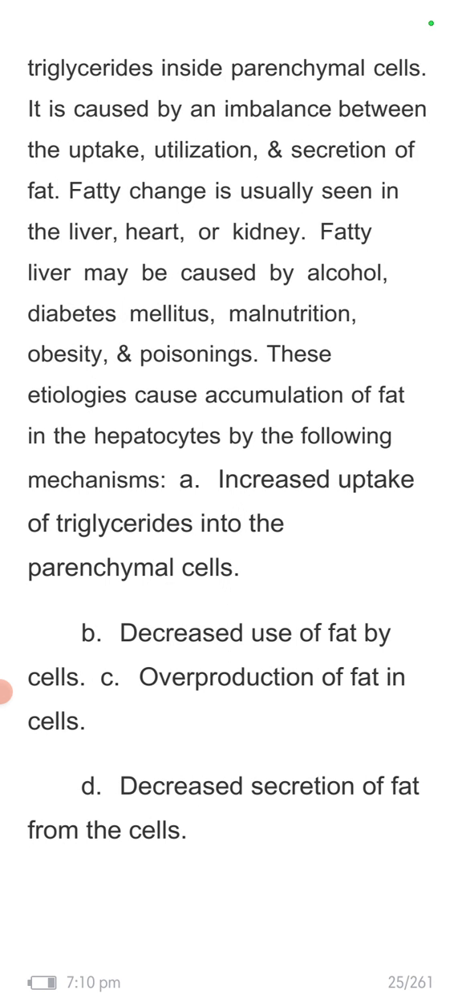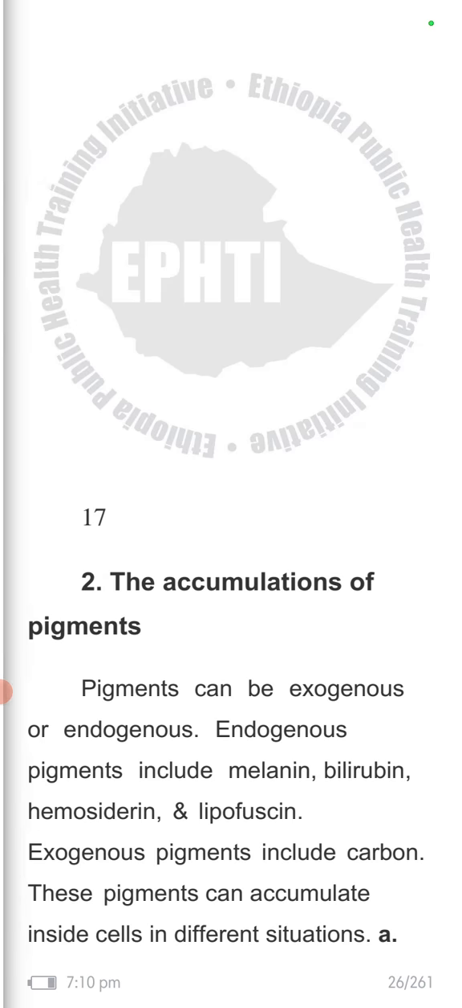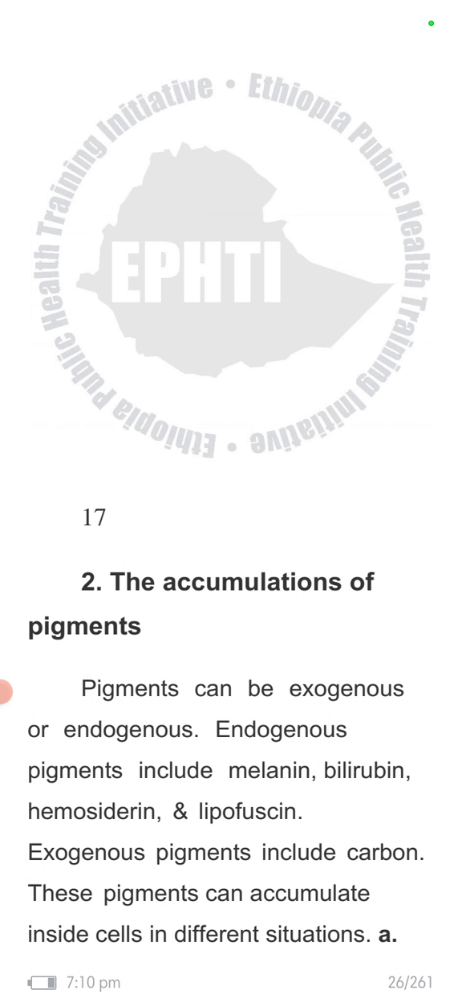This etiology causes the accumulation of fat in the hepatocytes by the following mechanisms: increased uptake of triglycerides into the parenchymal cells, decreased use of fat by the cell, overproduction of fat in the cell, and decreased secretion of fat from the cell.